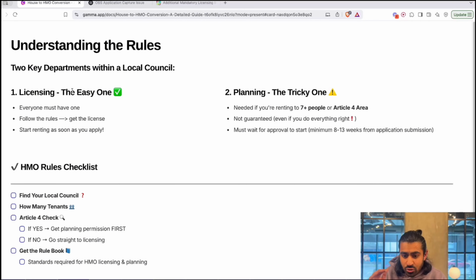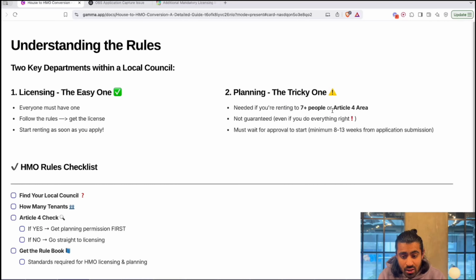So either if you're turning a property into a HMO that is more than 6 people. So if it's 6 or less people, then it's just licensing that you need to worry about. The minute you tick over 6, so you go up to 7, then you need planning permission.